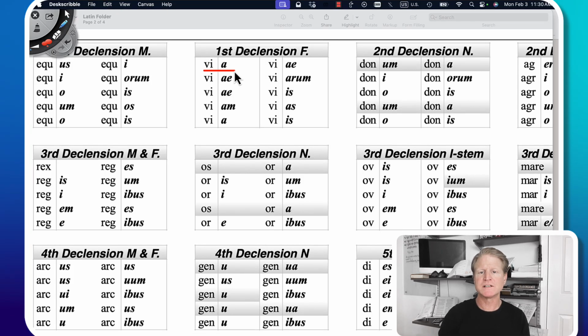Now, some people are going to say via. That's the Italian pronunciation or the ecclesiastical pronunciation. And some people are going to say via. Via is the restored classical pronunciation. I prefer the Italian or ecclesiastical pronunciation. That's what I'm going to stick with.